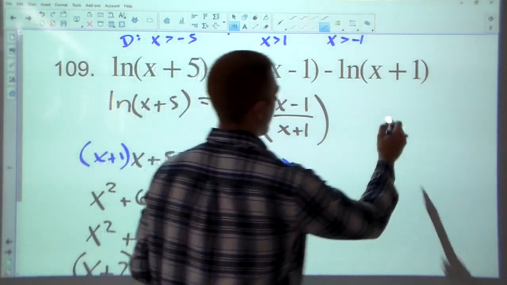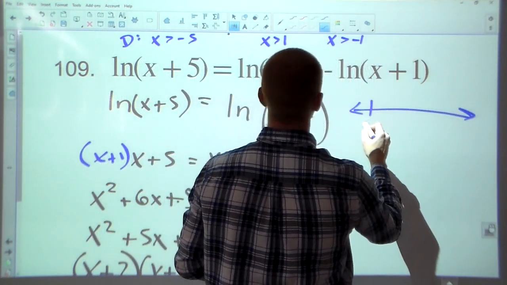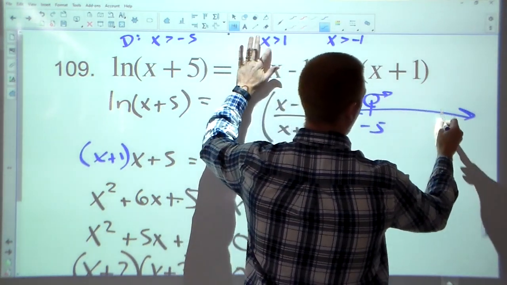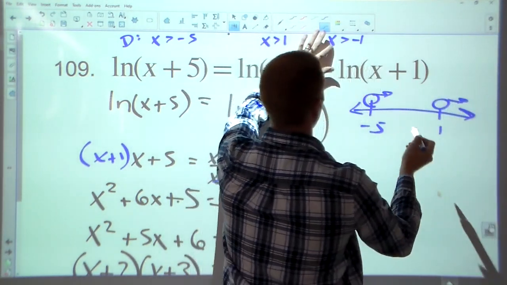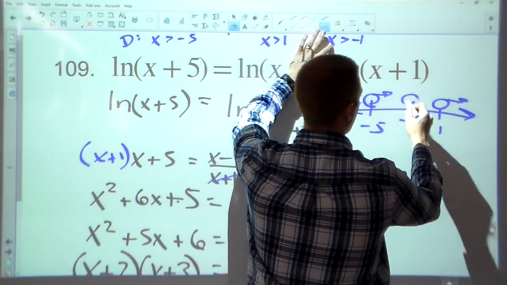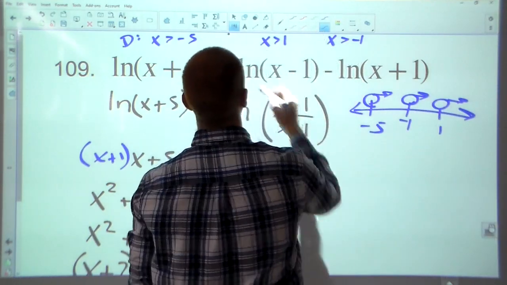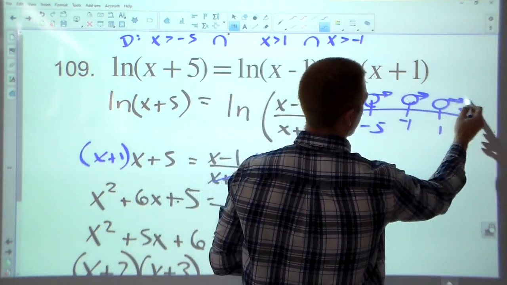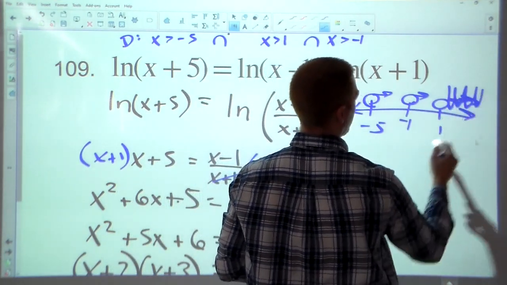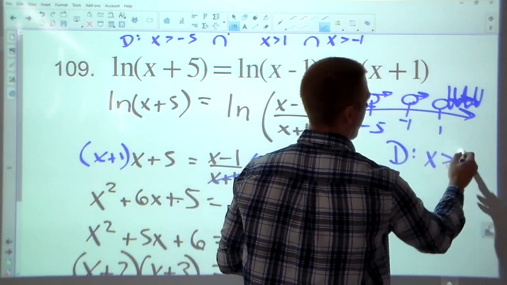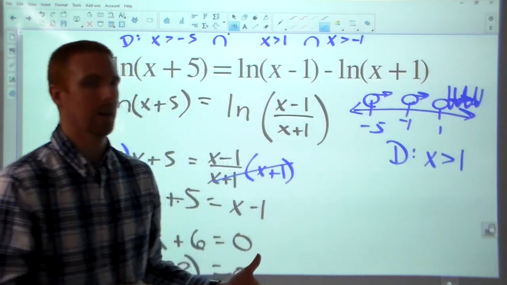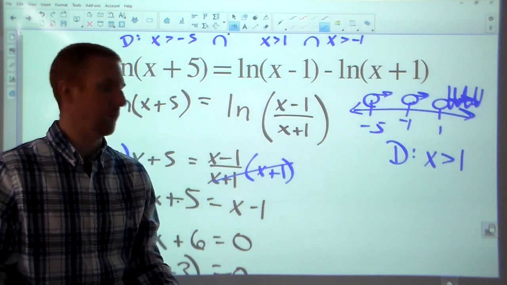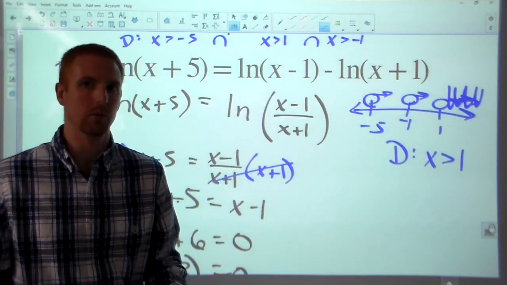If you think how this would look on a number line, it'd be everything from negative 5 on, everything from 1 on, and everything from negative 1 on. And it has to fit every condition, so this part and this part and this part. So really the only thing that works is anything that's bigger than 1. So your final domain, x has to be greater than 1. And if you do that right in the beginning, as you get to your final solutions, you can know right away that neither one are bigger than 1, so we're done. Neither of these work.